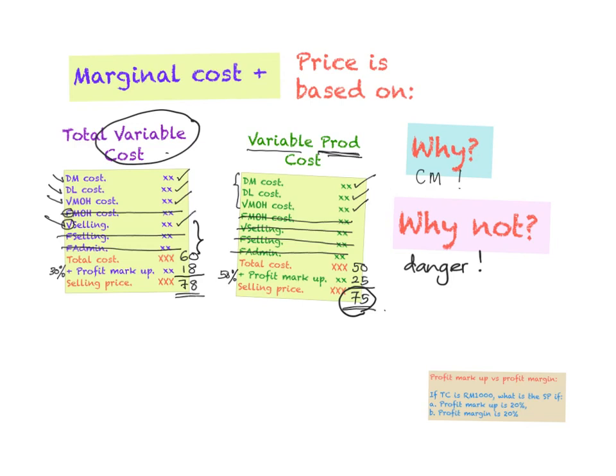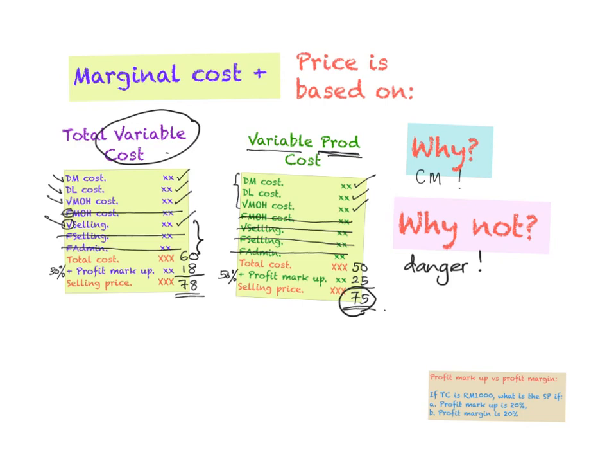And the next one is also when the fixed cost is too high. Imagine your fixed cost is too high and your variable cost is rather low. When you use only the variable cost to set your selling price, it is not suitable for this kind of business, because we are afraid that we might not be able to cover the fixed cost. So again, the danger is there.